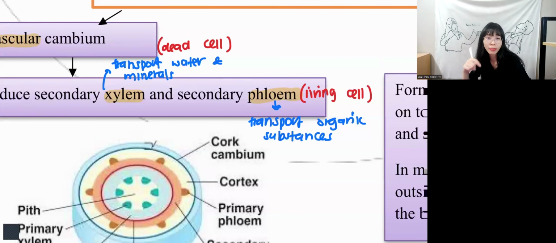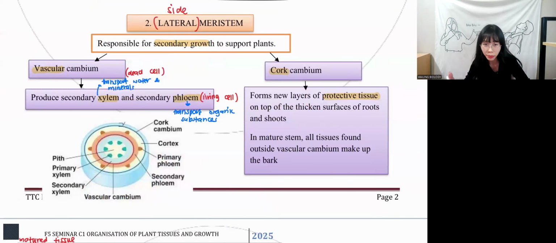Okay, you all learn this in chapter 4, right? In chapter 1, we also learn, but we only learn dead cell, living cell. Because dead cell, they have no cytoplasm. Phloem is a living cell because they have a cytoplasm. So xylem, phloem. Okay, so this is a characteristic. So later we will learn about the cork cambium. So this is lateral meristem, increase in diameter for secondary growth.